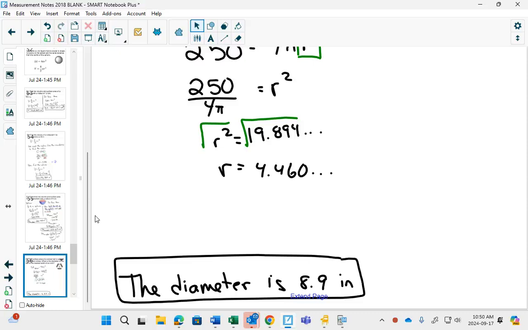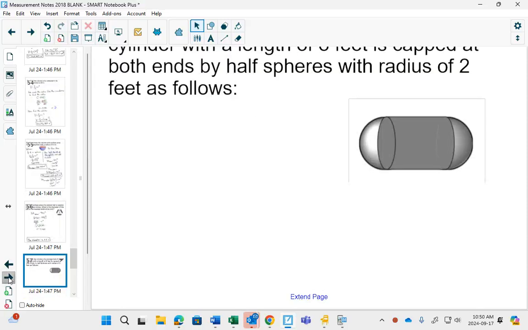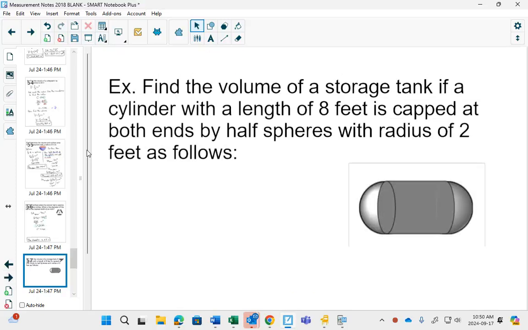And the last question that we have for today connects what we're going to be doing in the last section with what we're doing right now. Right? We have a storage tank, and can you see that this storage tank is a cylinder, but then it has a sphere put on either side? And we're asked to find the volume of this whole thing.